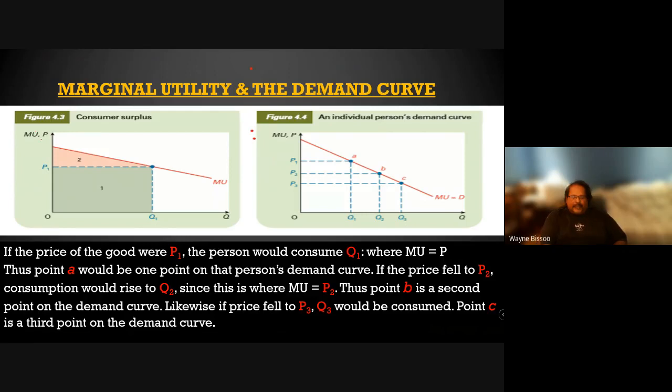On this side here, we have our utility curve. This is downward sloping. And on this side here, we've equated our utility curve with our demand curve, putting in prices and quantities here.